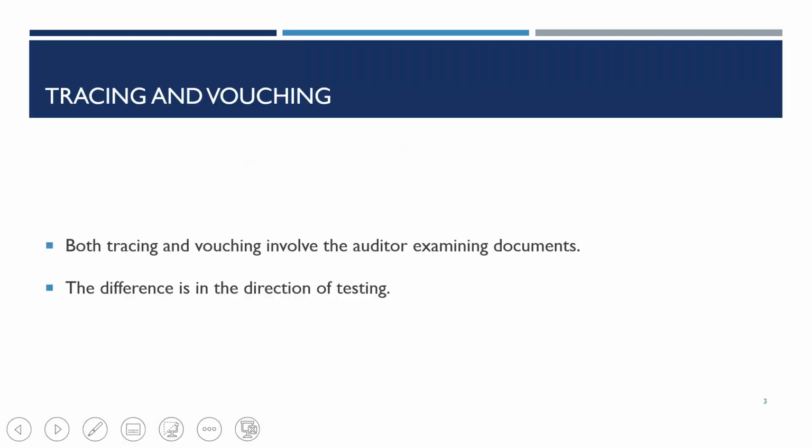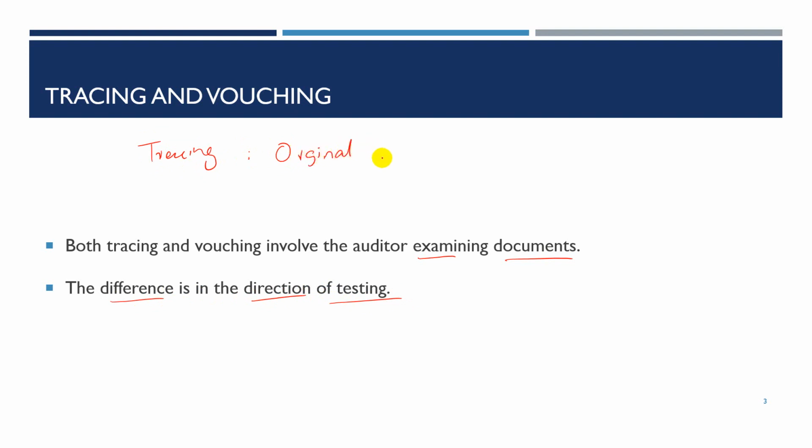The auditor frequently uses tracing and vouching during the course of an audit. Tracing and vouching both involve the auditor examining documents. However, these two are different when it comes to the direction of testing. With tracing, the auditor starts with the original source documents and follows them forward to see what they are actually recorded in the form of a journal entry in the accounting books.